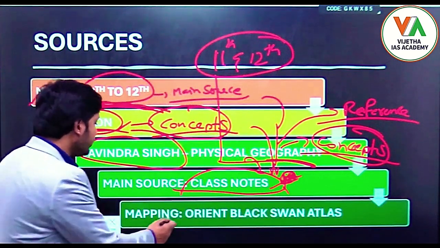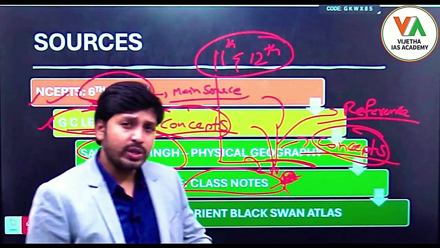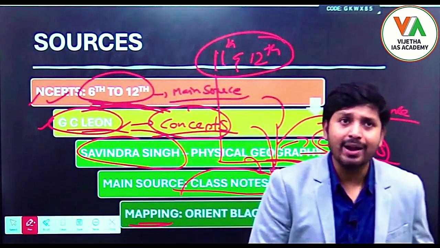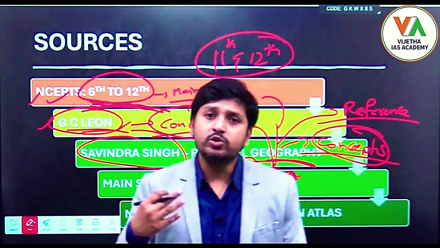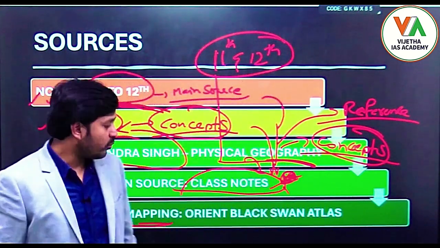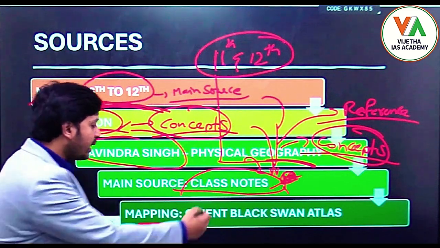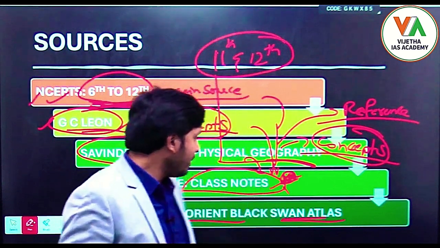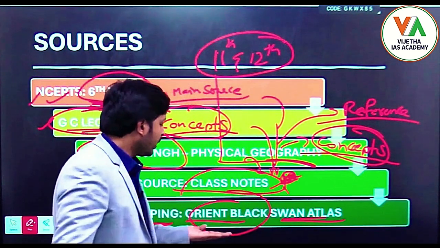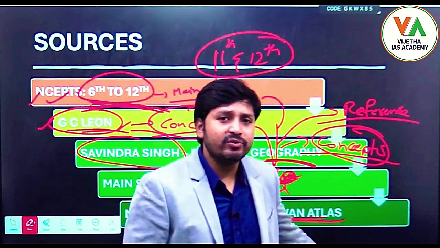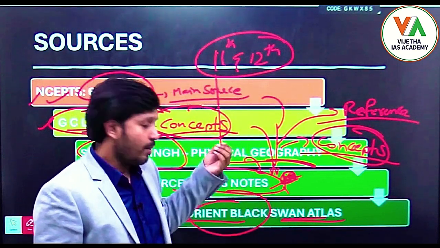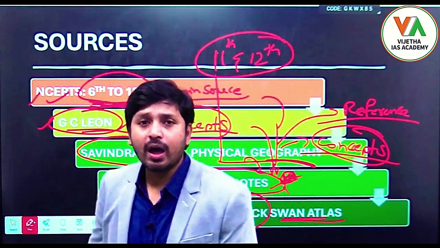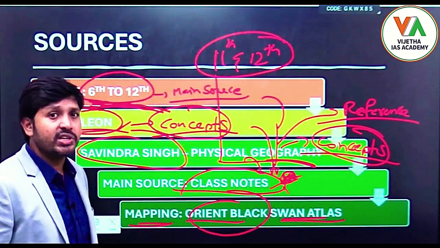As we have discussed, more than 4 questions have been asked from the geography mapping perspective, with respect to the world and also India. So geography mapping is very, very important. For mapping, we have to take the Orient BlackSwan Atlas, or you can take any other mapping book. We will discuss everything from this atlas, like mountain systems, how the drainage systems are, how the rivers flow, and what the tributaries of each river are.